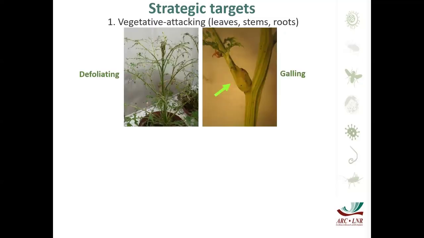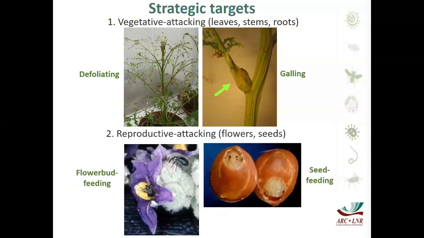So we can use biocontrol agents that attack the vegetative parts of the plant. They may feed on the leaves or the stems or the roots. And for an invasive plant, we could also affect the flower buds or the flowers and the seeds. And we can use those in combination. If a plant is deemed beneficial in some way, then we may just look at using reproductive attacking agents.